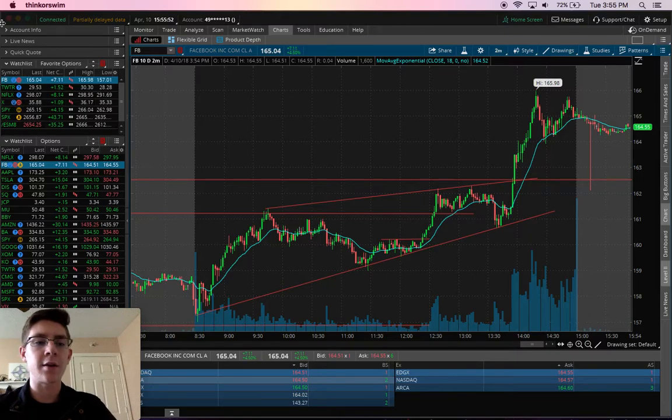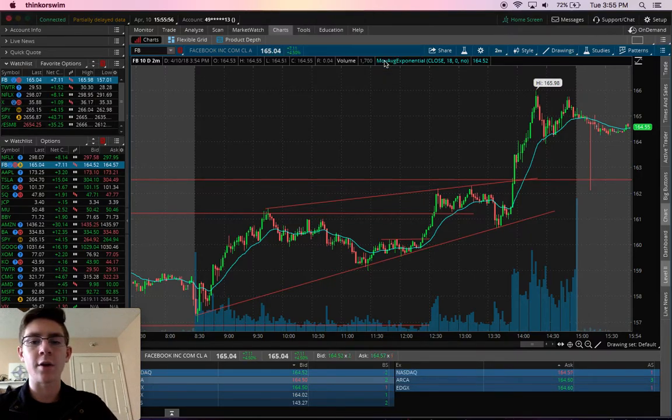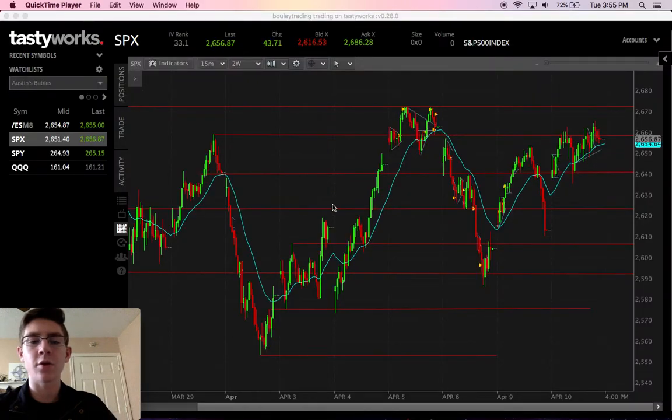Now, this is an example on TD Ameritrade. I'm going to go over an example on Tastyworks. So this is SPX. That's the same thing. It's the 15-minute chart, 2 weeks. Okay, these are the highs. So that's my first resistance. This is another high. That's my other resistance. Obviously, today it acted as a perfect resistance line before bouncing on support.